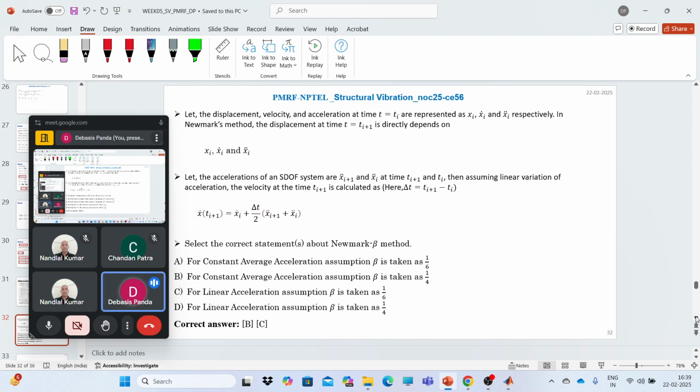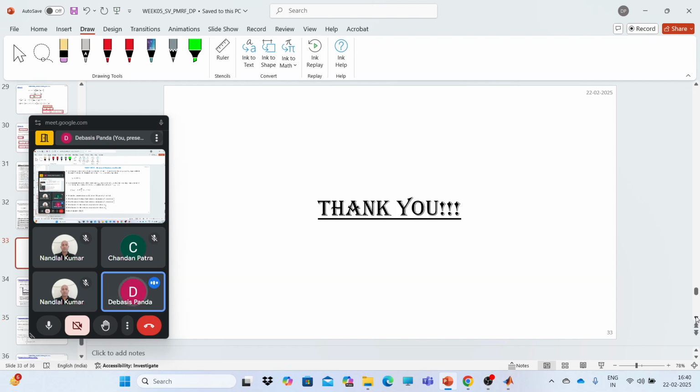So in Newmark-β method, now if this kind of questions asked: let the displacement, velocity, and acceleration at t equals to ti are represented as xi, xi dot and xi double dot in Newmark's method. So at ti plus 1, it will directly depend on what? Obviously depend on the previous time step quantities, so all of the quantities xi, xi dot and xi double dot, right? Now here the next question, like linear variation. If the linear variation is there, what will be the displacement at ti plus 1? That will be the expression xi dot plus del t by 2 xi double dot. This kind of small questions may be asked from Newmark-β and Wilson theta.